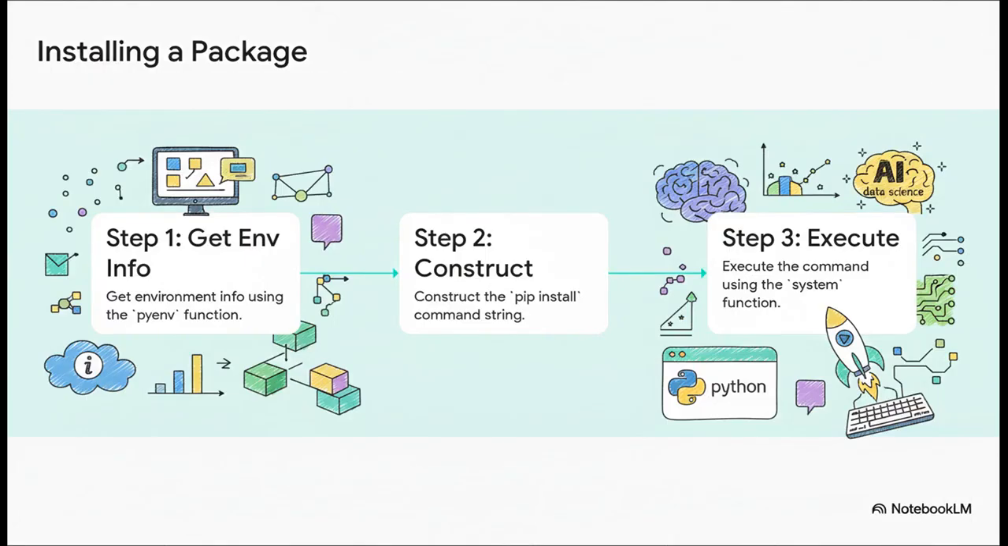And it really just boils down to 3 super simple steps. First, you use the pyenv function. That just gets you the path to your Python installation. Step 2, you build the command string, literally the same thing you type in a terminal, using that path to call pip install with whatever package you want. And third, you just run that command using Nielsen's built-in system function. And that's it. The package is installed and ready to go.